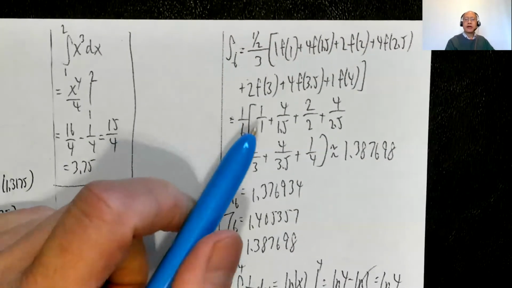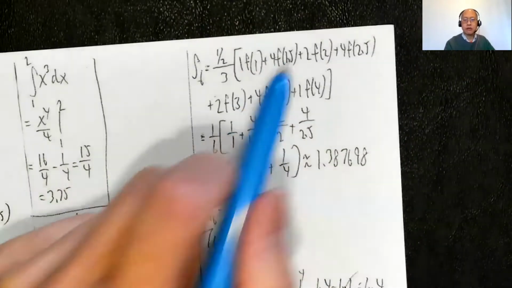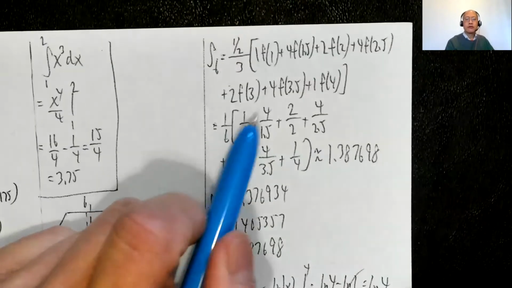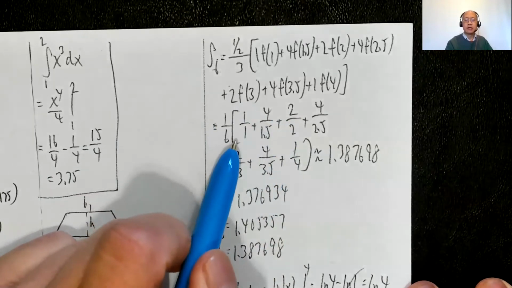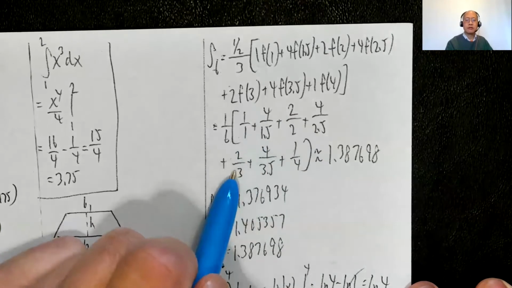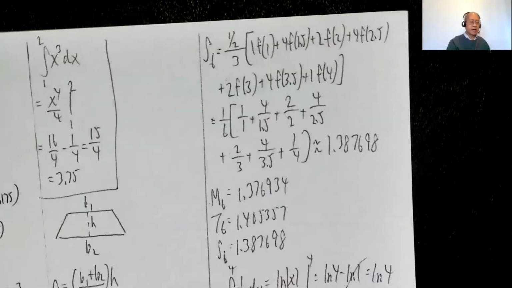f of 4. So again, that basically means, since the function is 1 over x, the numerators just become these coefficients. So it's 1, 4, 2, 4, 2, 4, 1. And then I just progress through the endpoints: 1, 1.5, 2, 2.5, 3, 3.5, 4. Punch it in the machine, 1.387698.